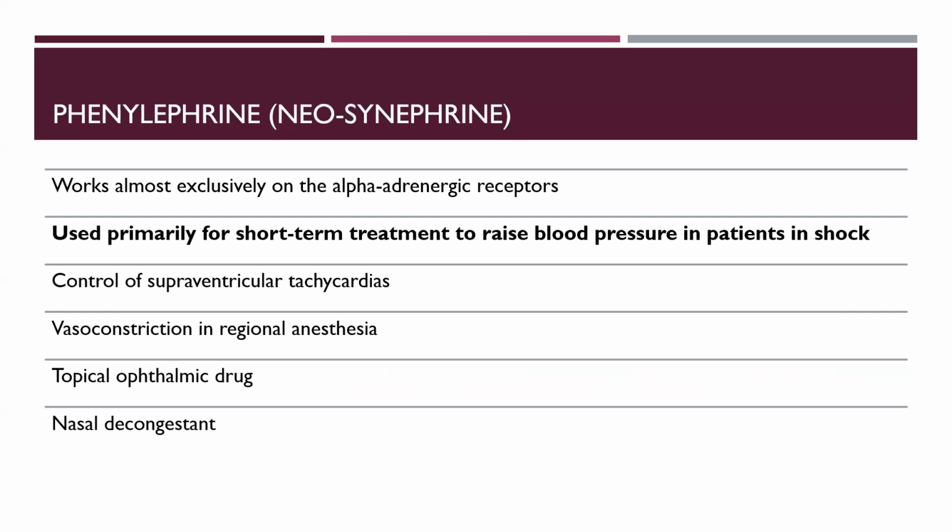Buprenorphine works almost exclusively on the alpha adrenergic receptors, and it's used primarily for short-term treatment to raise blood pressure in patients in shock. It can control our supraventricular tachycardias, vasoconstriction in regional anesthetics, topical ophthalmic drug, and nasal decongestants. So you'll see this in different varieties. This is why I talked about, depending on the dosage, you'll see different reactions of the medication itself.